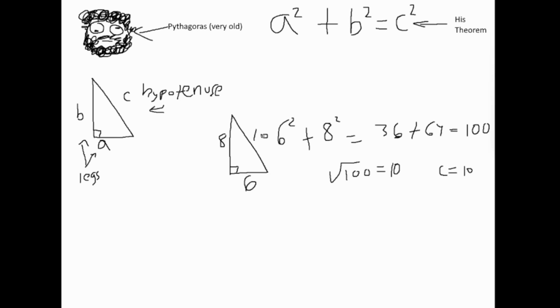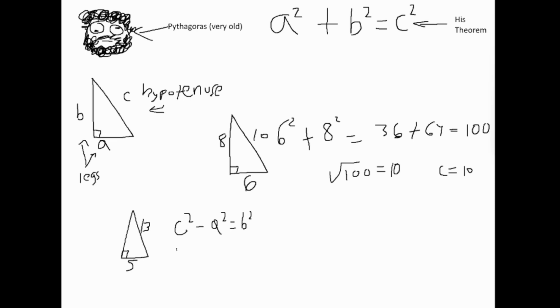Now, the Pythagorean theorem can actually be used to find the other legs instead of just the hypotenuse. So, let's look at another example here. Here, we're going to have a hypotenuse of 13. And we're going to have the leg A be 5. So here, we'll be trying to find the leg B. Now, in this case, we can simply just rearrange the Pythagorean theorem to find the intended result. So in this case, it would be C squared minus A squared equals B squared.